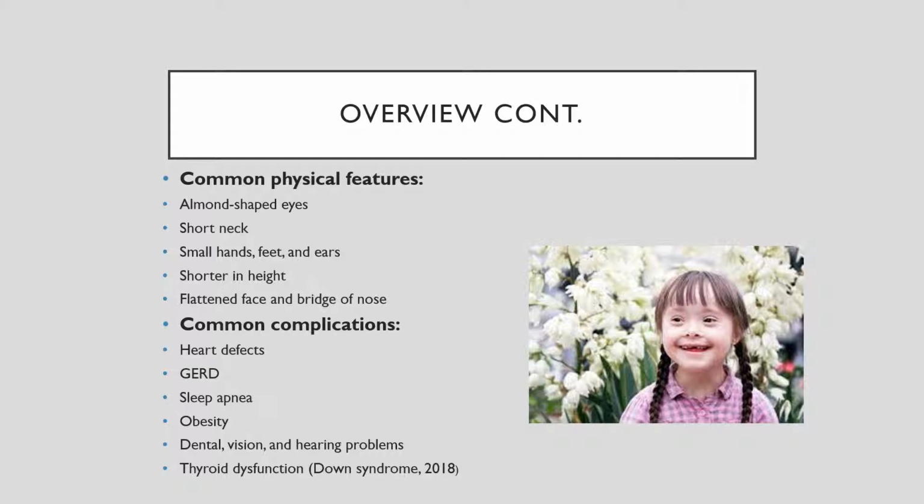Now there are also a lot of other complications such as heart defects, gastroesophageal reflux disease or GERD, and sleep apnea. As I mentioned before, they have a tendency to be obese. They usually have dental, vision, and hearing problems, and a lot of them suffer from thyroid dysfunction.